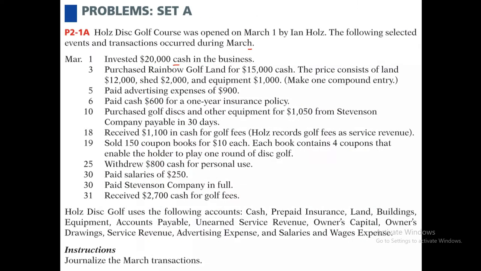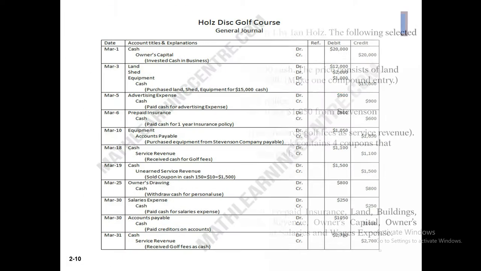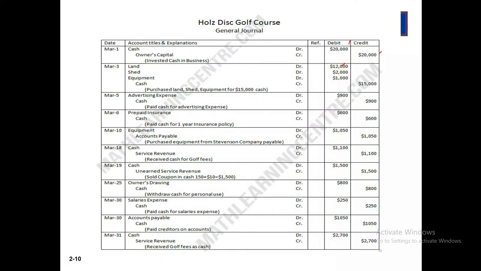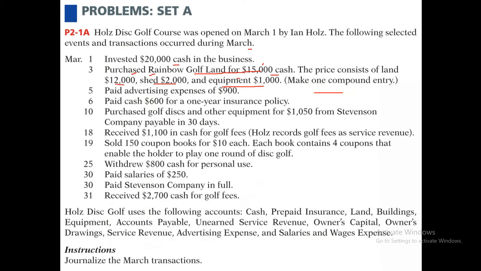Number two, purchase Rainbow Golf land for $15,000 cash. The price consists of land 12,000, shed 2,000 and equipment 1,000. Make one compound entry. So for this transaction, land will be debit, shed will be debit, equipment will be debit, and cash will be credit 15,000. Okay, I think everybody is clear.